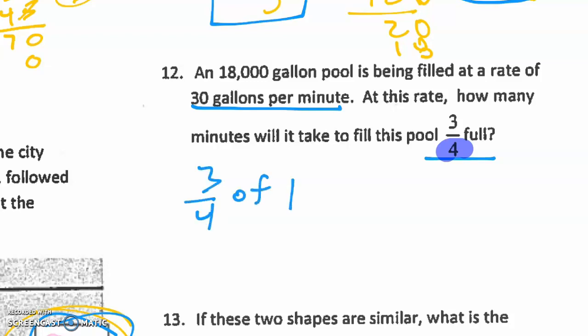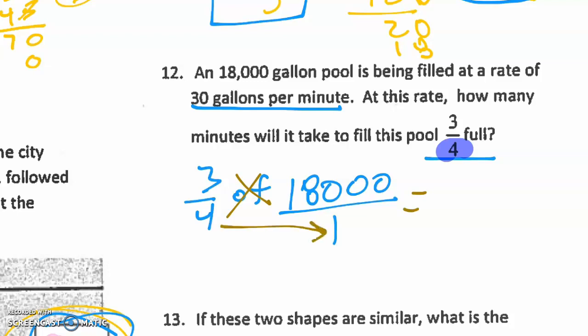3/4 of 18,000. Well, we can't do that, right? Because what do you have to do? You got to put a 1 underneath there. Of, and I know that I've talked about it in class multiple times, just means to multiply. So let's just do it this way, okay? So just multiply the bottom. That's 4 times 1 is 4.